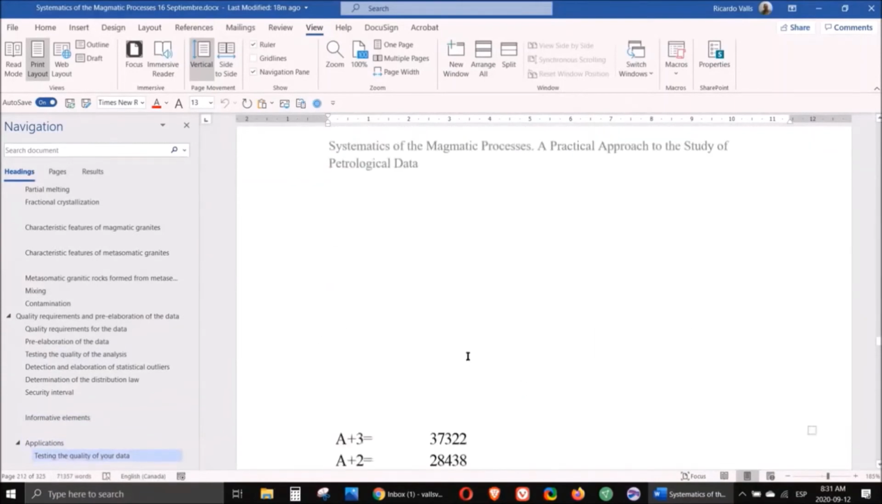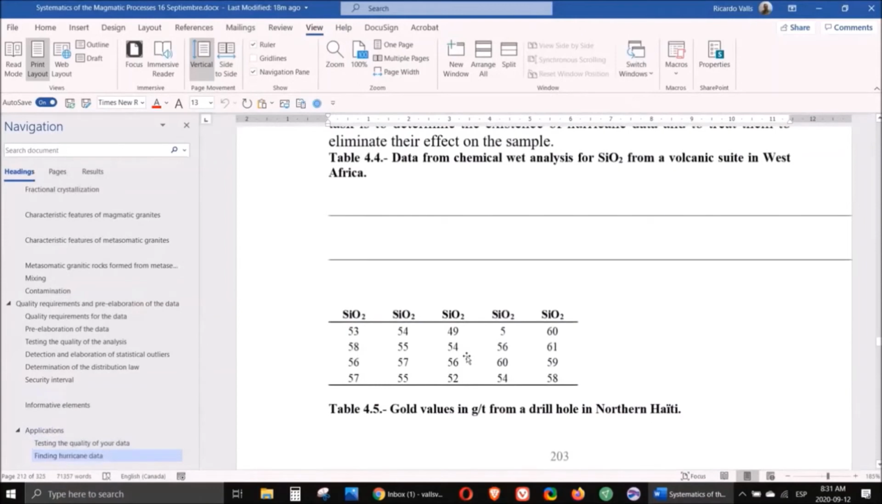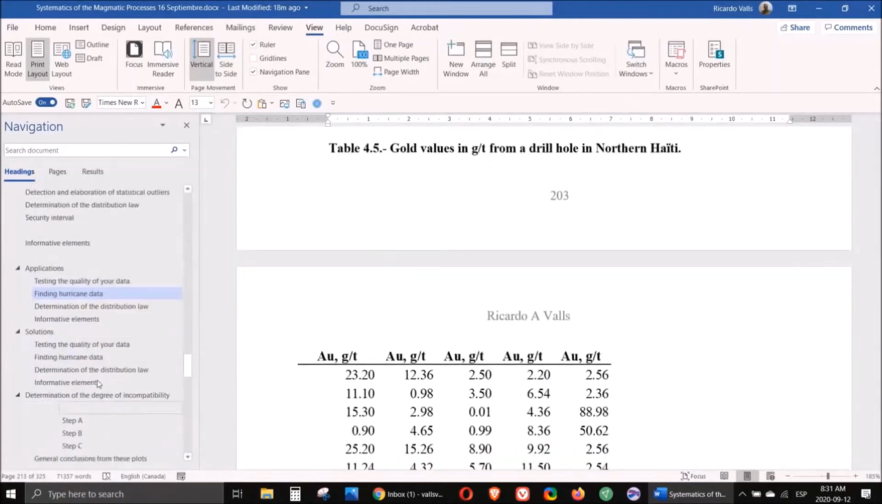There is a section here with examples to test the quality of the data, to determine hurricane values, the informative elements, and the solutions are down here.